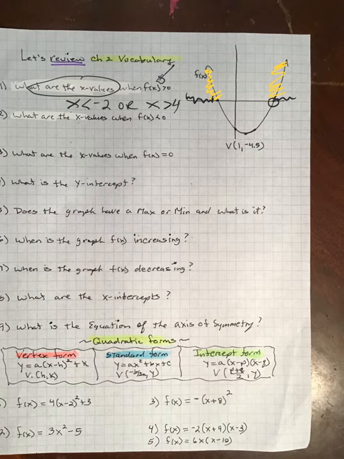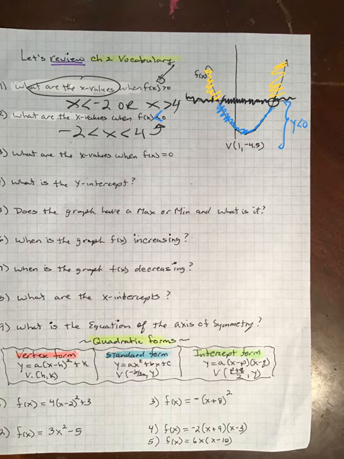Then we want to look at, what are the x values when the function is less than 0? The function is less than 0 when it's below, right? The y values are less than 0 when it's below the x-axis. And we want to know what are the x values that correspond with the function being below 0. So those x values would be in between -2 and +4. So when the x values are between -2 and +4, the function is below 0.